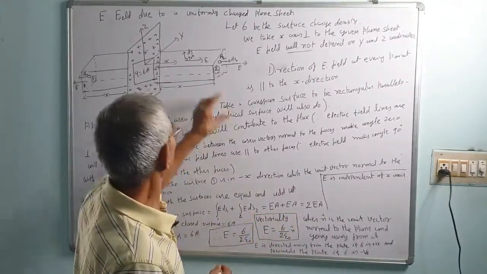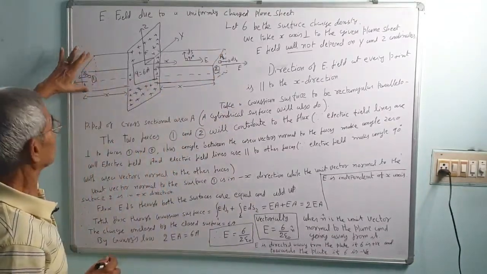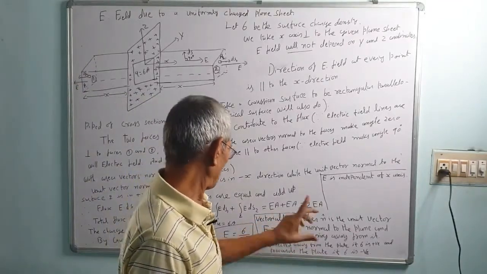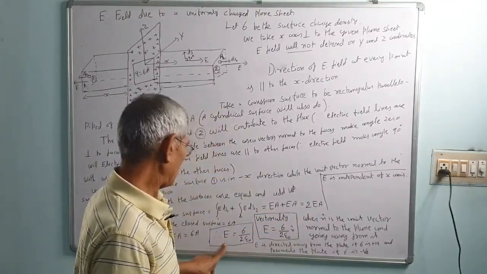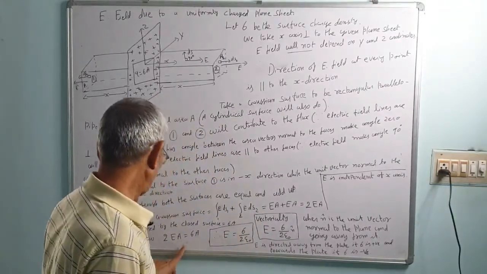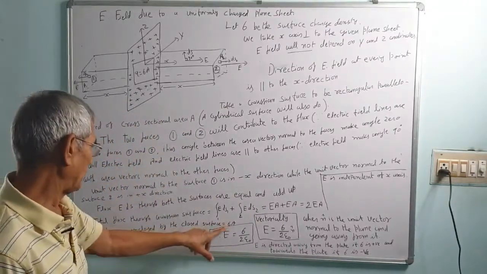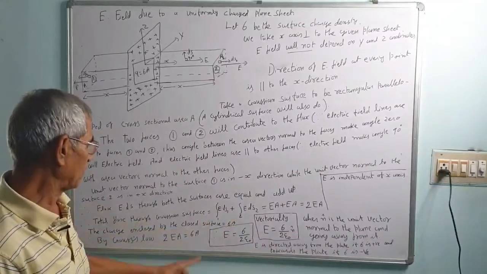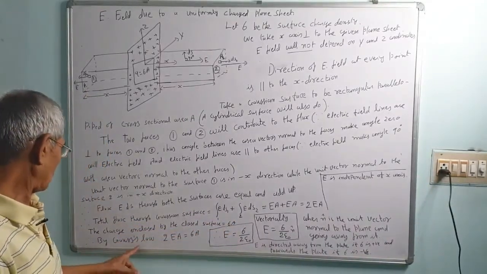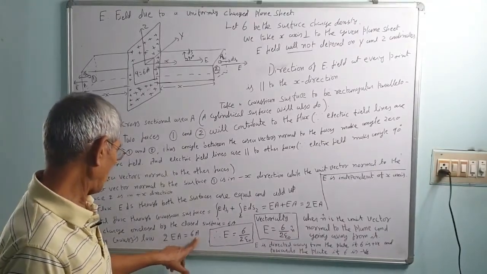That is equal to EA plus EA. The surface area of this portion is A, and this portion is also A. So EA plus EA equals 2EA. Therefore, 2EA equals sigma A according to Gauss theorem. The charge enclosed by the closed surface is sigma A, where sigma is the surface charge density and A is the area. By Gauss law, the total flux is equal to the total charge sigma A.